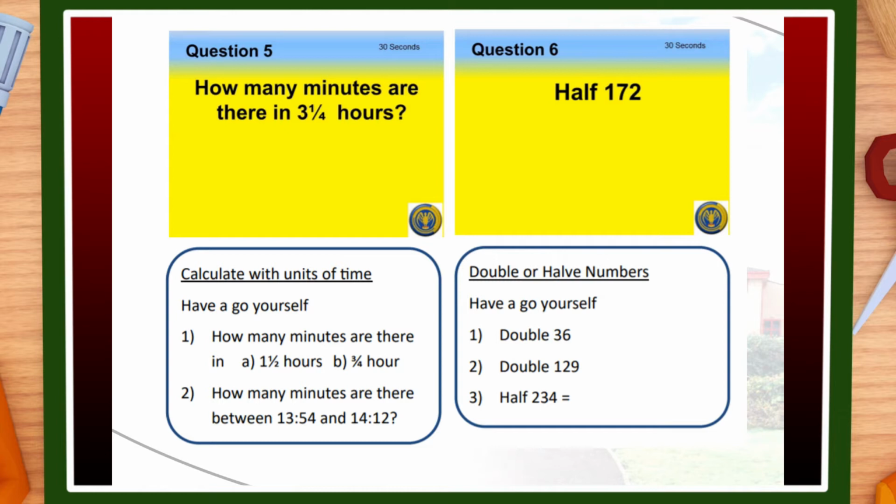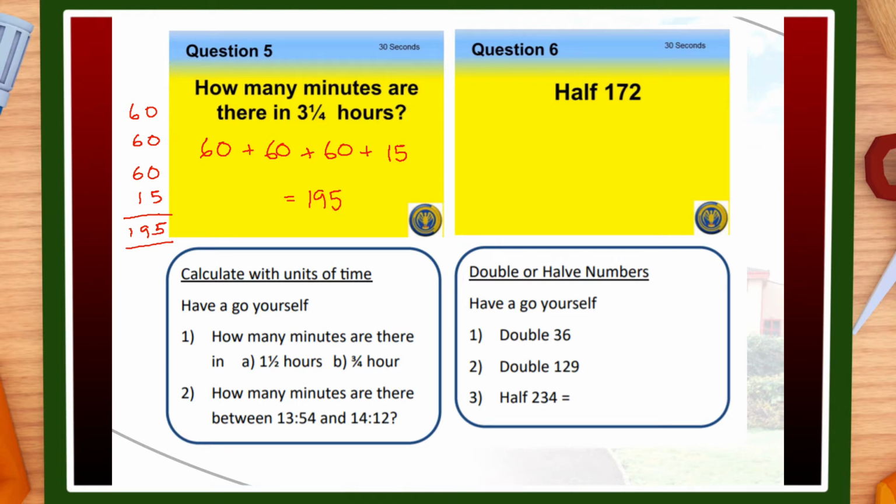Question 5, time elapsed, calculating with units of time. How many minutes are there in 3 1/4 hours? Split this up into hours and minutes, okay? So each hour has 60 minutes in it. So 60 in the first hour, 60 in the second hour, 60 in the third hour, and then 1/4 of an hour, 15 minutes, all added together, which we could do in a little column if we need to. 60, 60, 60, and 15, adding up to 195 minutes.